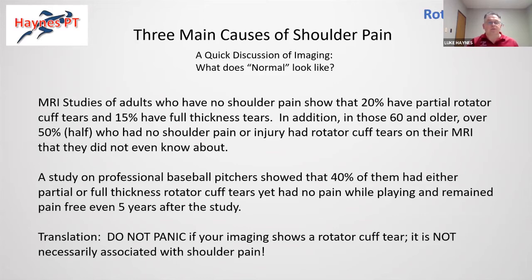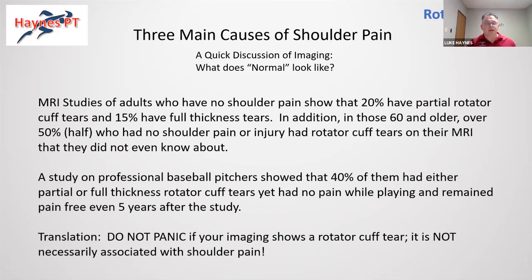Another thing, a study on professional baseball pitchers showed that a full 40% of them had either partial or full thickness rotator cuff tears, yet they had no pain while playing, and they also remained pain-free even 5+ years after the study. So as a clinician, whenever I'm looking at somebody, I love to see the imaging. I think it's fantastic to have. But I'm more interested in what are the mechanics of what's happening in that shoulder and how is it functioning? What's the motion like? Is there something in the neck or in the collarbone or in the shoulder blade? Is there something that's not moving and causing a mechanical issue? That means a lot more to me than what I might see on imaging.